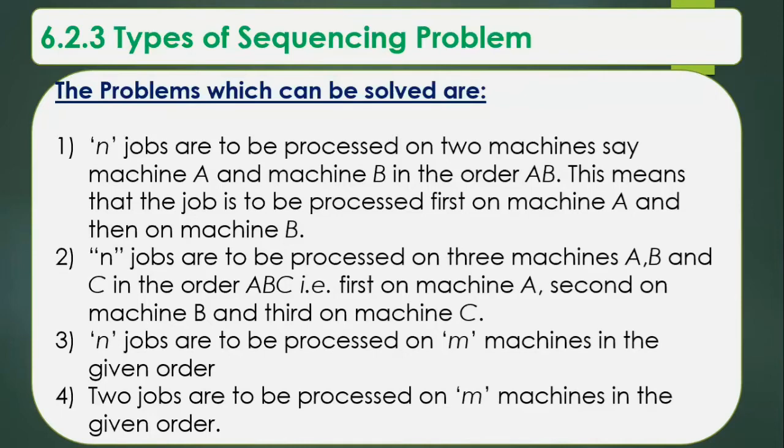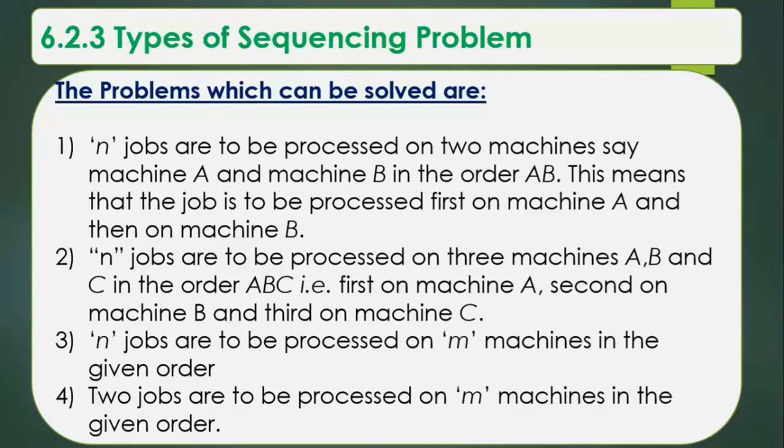Though mathematicians and operations research scholars are working hard on the problem, a satisfactory method of solving the problem is available for few cases only. Now, the problems which can be solved are: n jobs are to be processed on two machines, say machines A and B, in the order AB. If we say in the order AB, this means that the job is to be processed first on machine A and then on machine B.